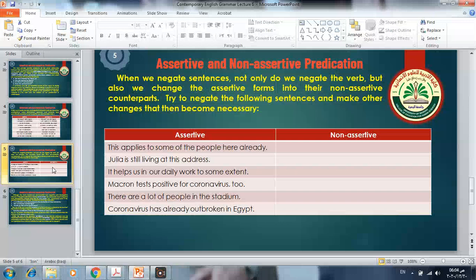Julia is still living at this address. It helps us in our daily work to some extent. Macron tests positive for coronavirus too. There are a lot of people in the stadium. Coronavirus has already outbroken in Egypt. So now try to negate these sentences, and of course you should make the necessary changes. You should look if there are any assertive items, and you should change them into their non-assertive counterparts.